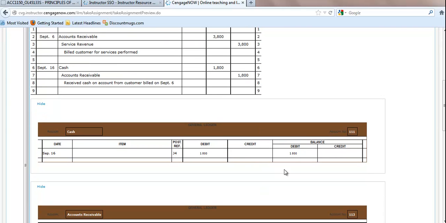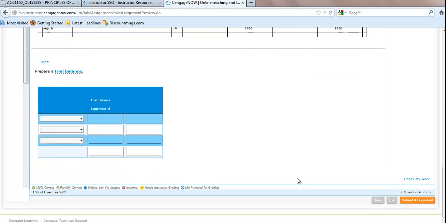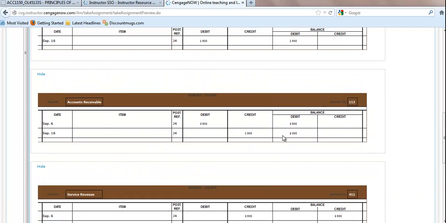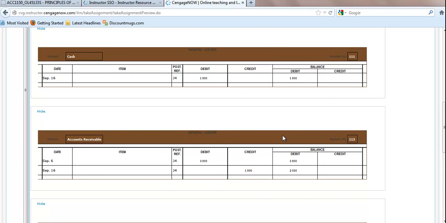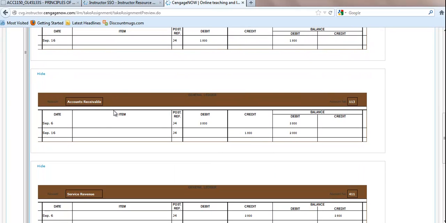So now instead of foot and balancing, all these accounts have the balances that they're supposed to have. And now we need to prepare a trial balance. For the trial balance, we take our accounts and list them in order. This is where you have to remember assets first, liabilities second, capital, drawing, revenues, and expenses. So let's see, what assets do I have? I have cash and I have accounts receivable.